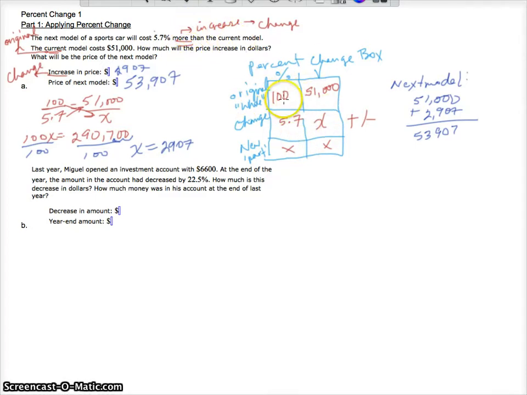Okay, the original values are current and 100%. Starting prices are also original values. Change is indicated by increase, decrease, things like that. We'll highlight all these as we keep going.